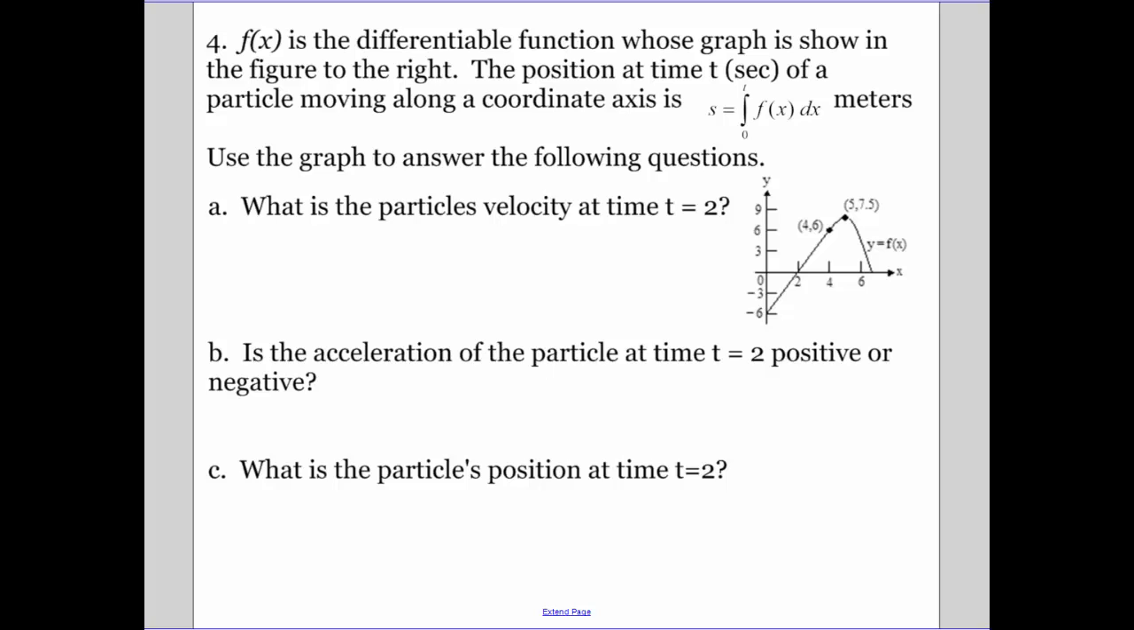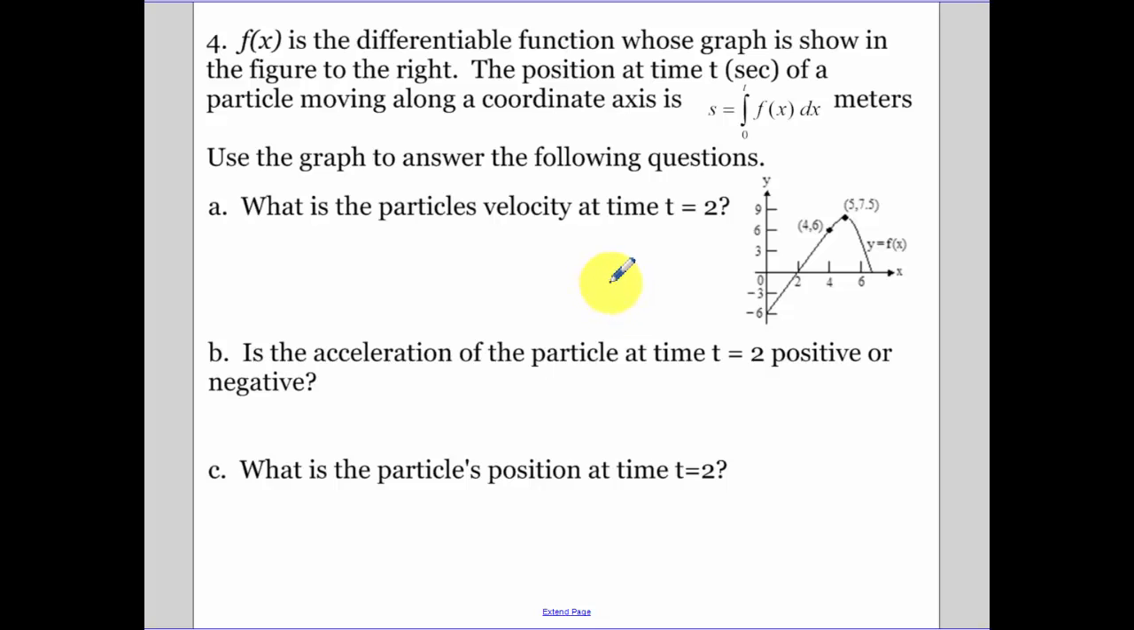Okay, this next example, very similar to the one that we just talked about, but this one talks about a particle. So we're going to be doing the same thing. I just wanted to talk about it now in relation to a particle. So f of x is a differentiable function whose graph is shown in the picture on the right. The position at any time t is moving along the coordinate axis where its position is given by our integral in meters.